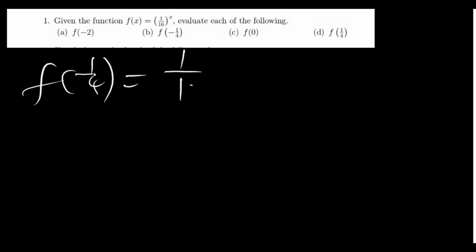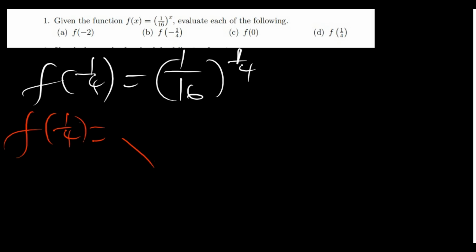Part D is saying we need to find f of 1 over 4. So where there is x, we put 1 over 4. Now basically here it's direct. We need to find the fourth root. So f of 1 over 4 is going to be the fourth root.